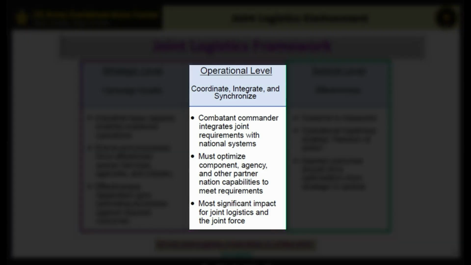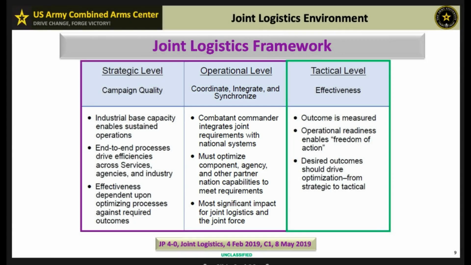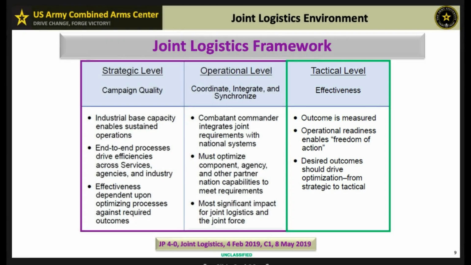At the operational level, this level emphasizes coordination, integration, and synchronization. The combatant commander integrates joint requirements with national systems, leveraging national capabilities to meet operational requirements. And then at the tactical level, this level is about effectiveness. Freedom of action is a function of operational readiness, and logisticians help maneuver forces achieve desirable outcomes on the battlefield by optimizing support from the strategic to tactical levels.